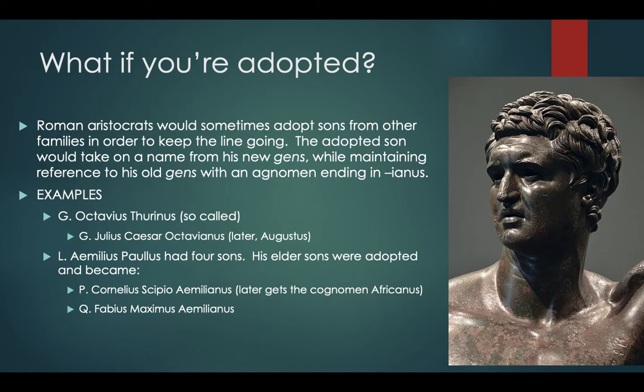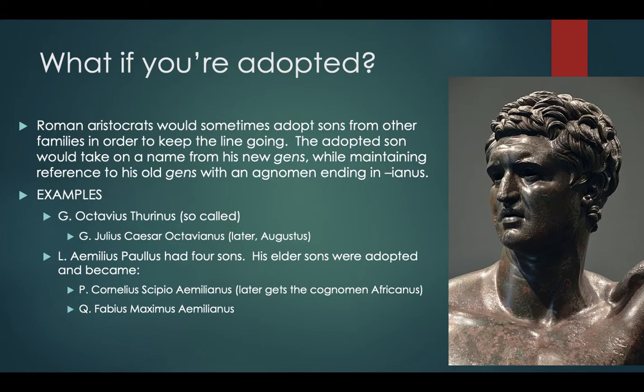When a Roman man was adopted, he took on a new name for his new family, while taking on an agnomen that represented his old gentilical name with the suffix ianus, I-A-N-U-S, to denote adoption. One example is the Emperor Augustus, born Gaius Octavius Thurinus, but then adopted by his great uncle, Gaius Julius Caesar, so he becomes Gaius Julius Caesar Octavianus.